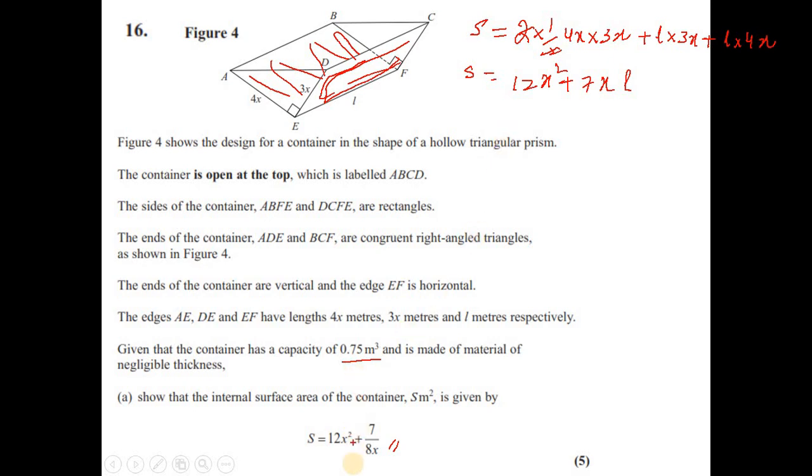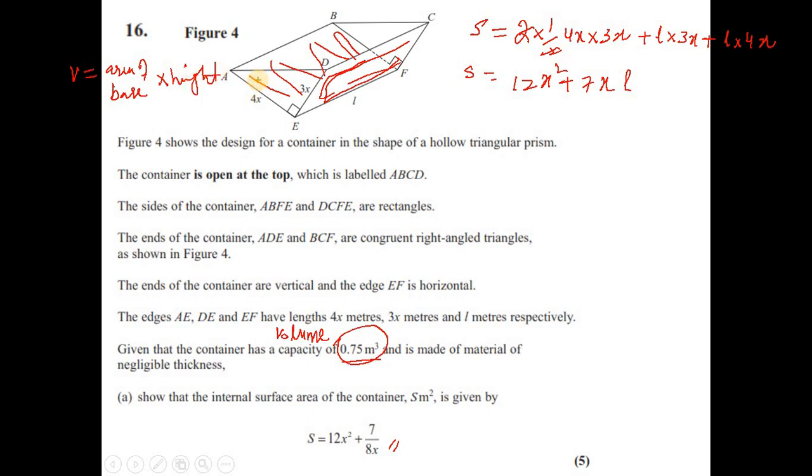But in our required equation, we don't have L. We have only x, in terms of x. So we need to get rid of this L. And how do we do that? If you read the question, we are given additional information about the capacity. Capacity means this is the volume. So we can use this information to get rid of L. So we know that this is a prism, and the volume of the prism is area of the base times height.